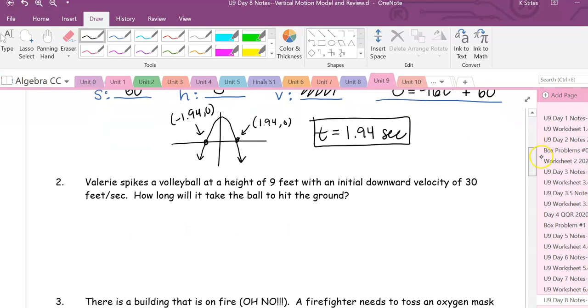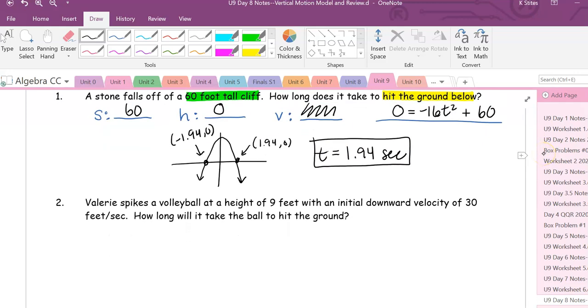All right, let's try another one. Valerie spikes a volleyball at a height of 9 feet. When she spikes it, that means that's her starting height, with an initial downward velocity of 30 feet per second. Okay, again, they're identifying velocity, that's v. How long will it take for the ball to hit the ground? Again, the ground, that's going to be your end height, and that's going to be a 0.